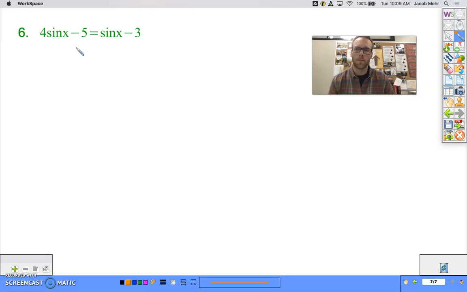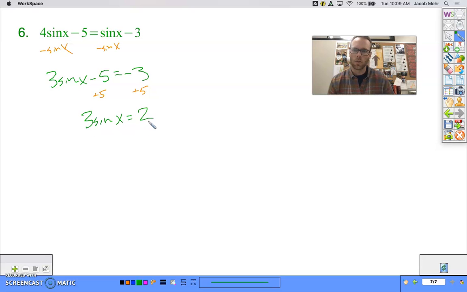4 sine of x minus 5 equals the sine of x minus 3. For this one, I am going to subtract the sine of x on both sides. Now, these are like terms. We have 4 sines minus 1 sine, which is 3 times the sine of x. Let's add 5 on both sides. 3 sine of x equals 2. Dividing by 3, the sine of x equals 2/3.